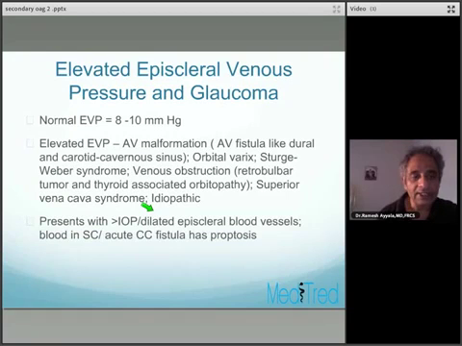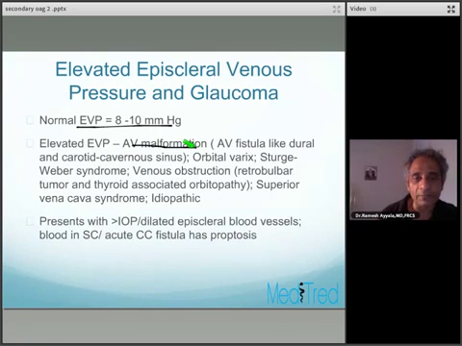Okay, let's go through the next condition that can cause the pressure to increase in the presence of open angle: elevated episclerovenous pressure. Normal EVP, as we discussed in our pathophysiology lecture, is between 8 and 10 millimeters of mercury. Elevated EVP can result from AV malformation. We had a long discussion about this, I believe, in the pathophysiology lecture, but let me review this briefly.